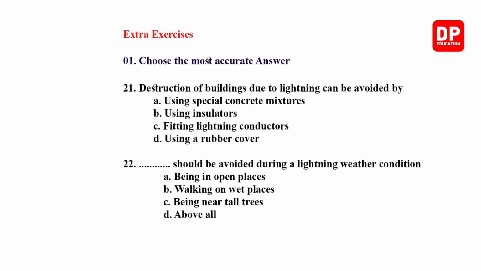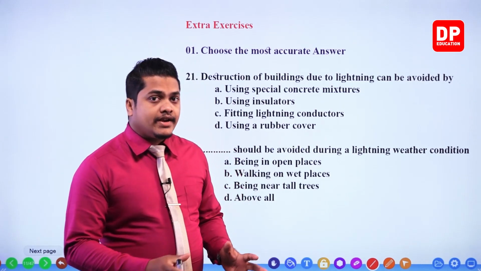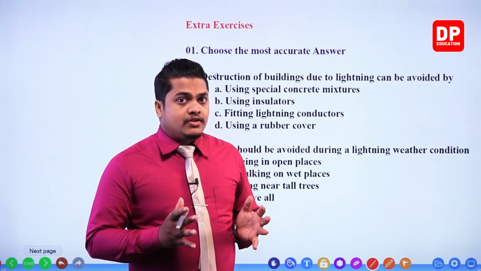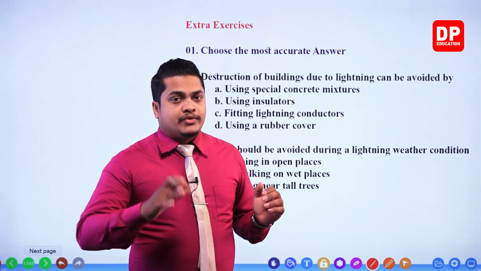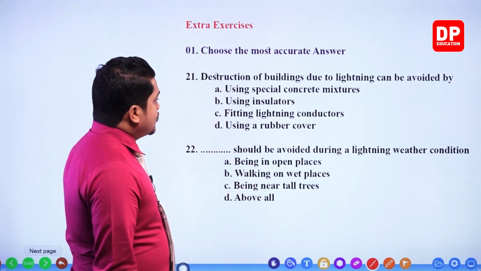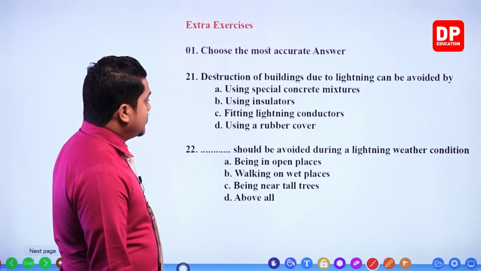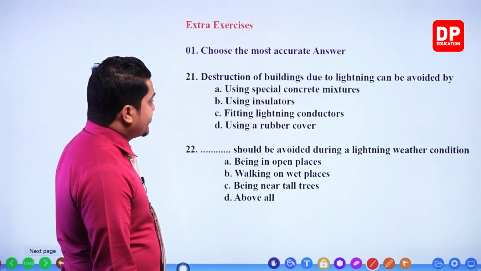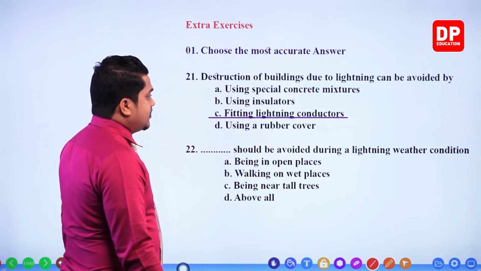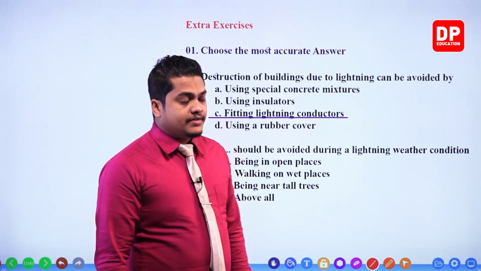Destruction of buildings due to lightning can be avoided by, very simple, my dear children. Buildings are mainly destroyed if the lightning bolts are not grounded quite well. So in the grounding process we can use the instrument called lightning conductor. Special concrete mixtures, using insulators, fitting lightning conductors. Yes, this should be our answer. By that way we can minimize the accidents during lightning, right?